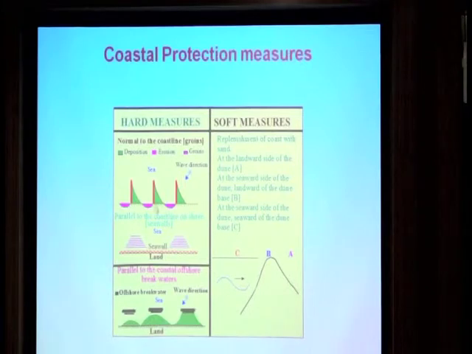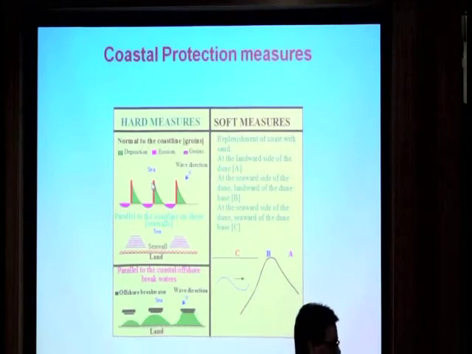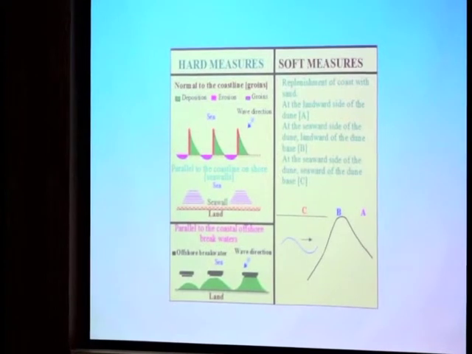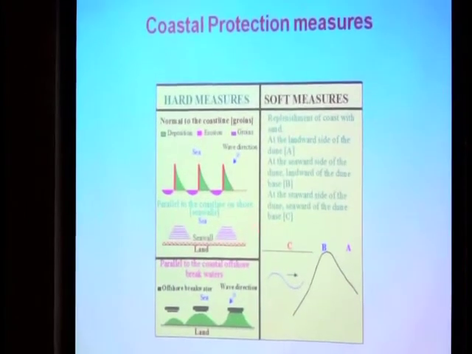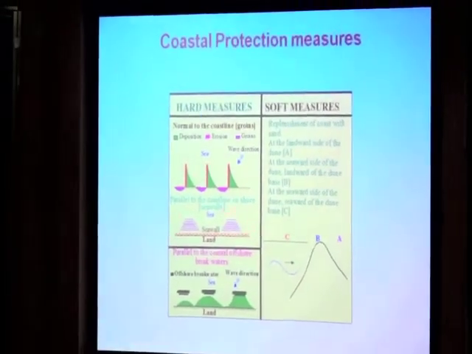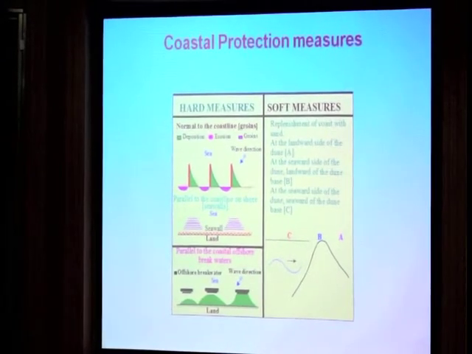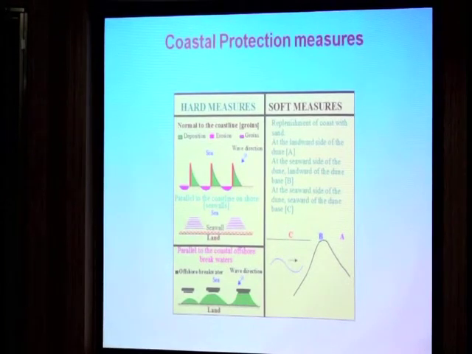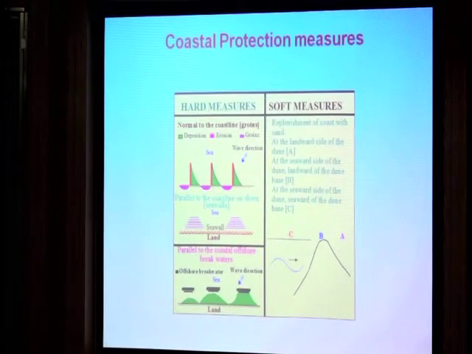groin field, wherein the structures jut into the ocean from the shoreline, spaced at certain intervals. And then you have the seawall, which sometimes becomes a real eyesore for us. For example, of the Kerala coast length of about 500 kilometers, nearly 380 kilometers have been dumped with seawalls. So you really lose your valuable beach.